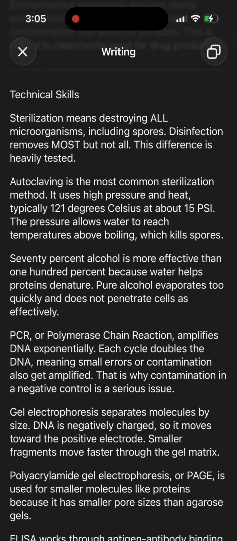PCR, or polymerase chain reaction, amplifies DNA exponentially. Each cycle doubles the DNA, meaning small errors or contamination also get amplified. That is why contamination in a negative control is a serious issue.